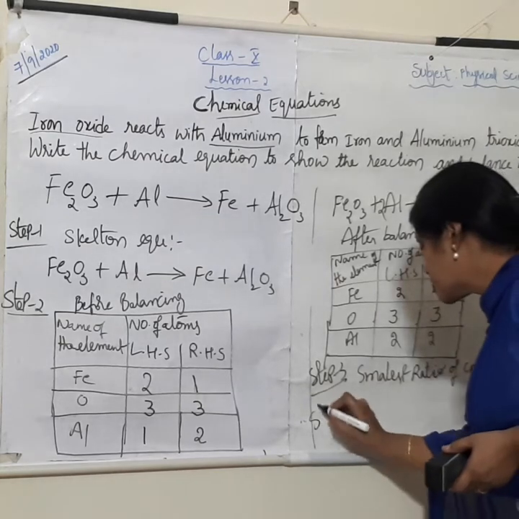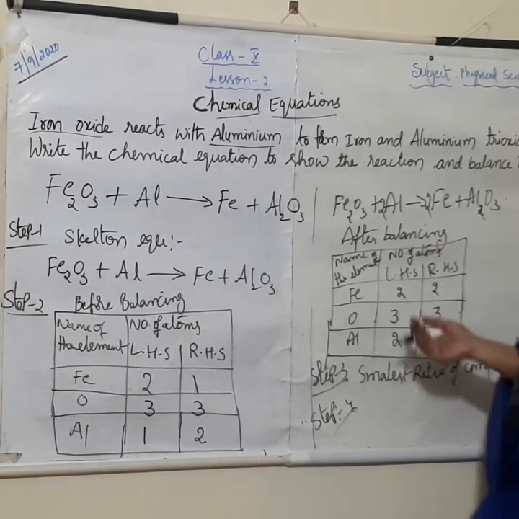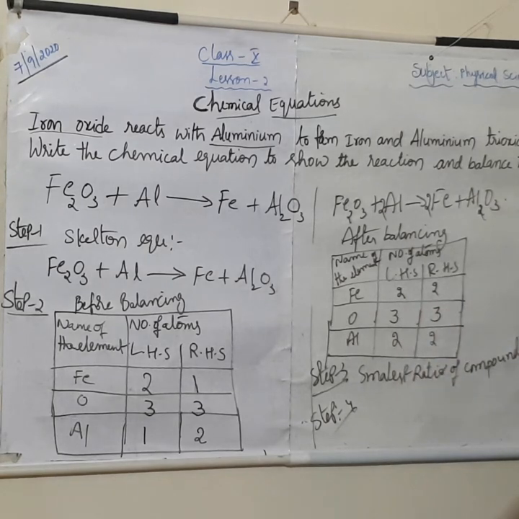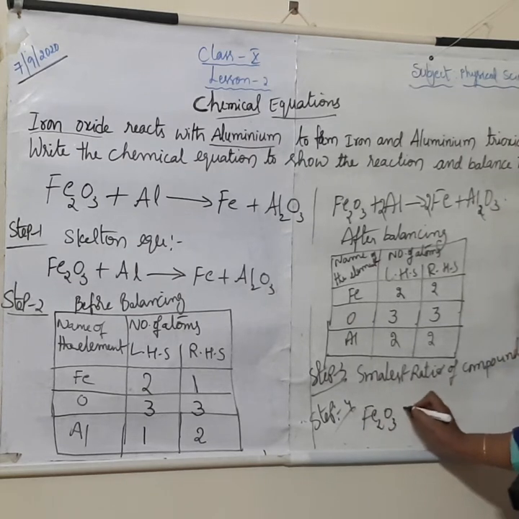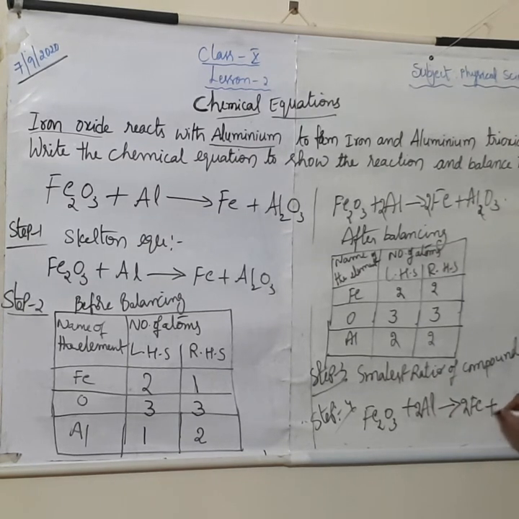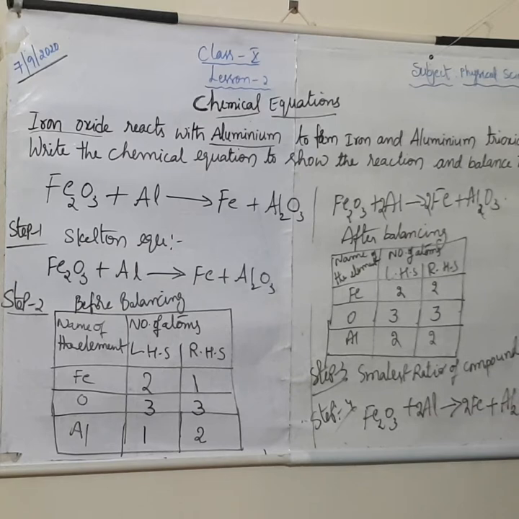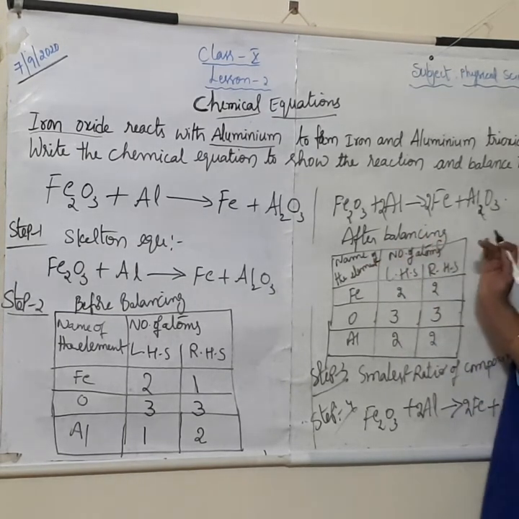Next, step 4. What is step 4? Write the finally balanced equation. So what is the finally balanced equation? Fe2O3 plus 2Al gives rise to 2Fe plus Al2O3. Now all 4 steps are finished.